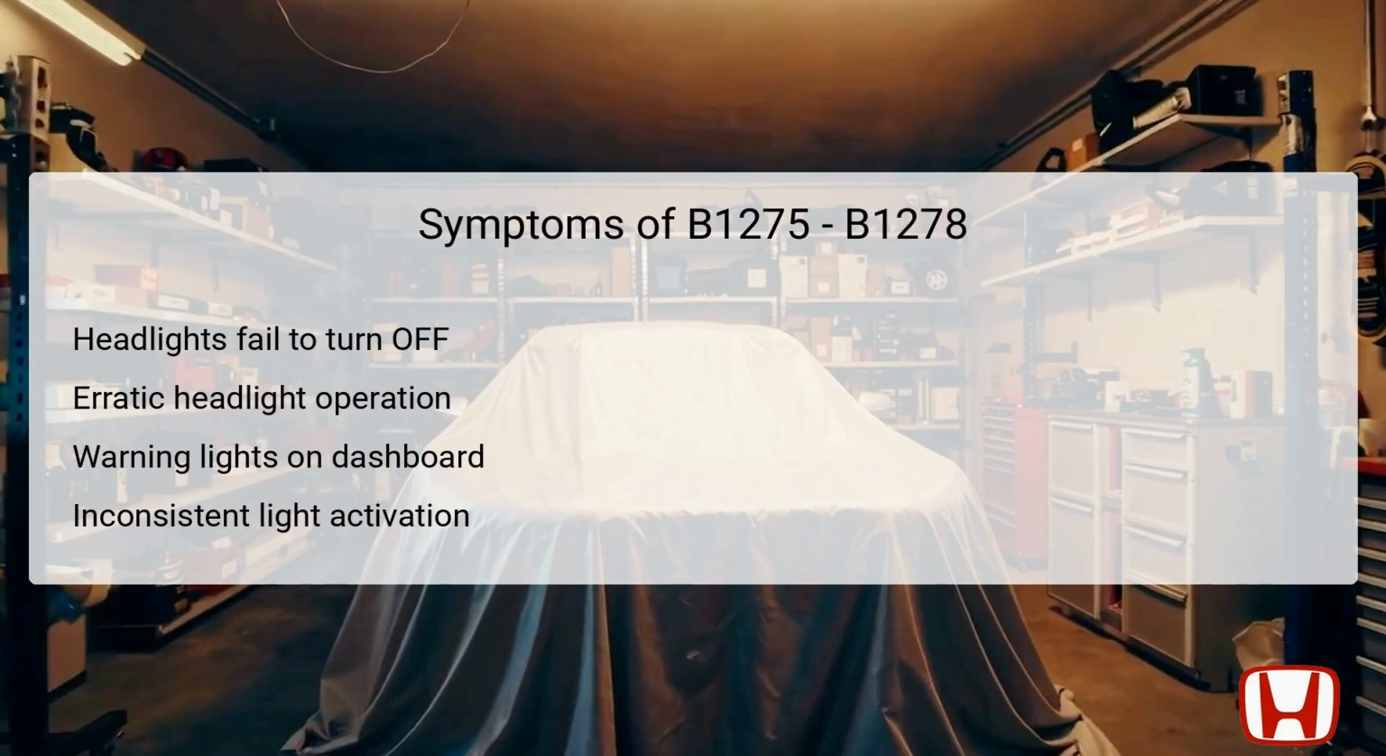Additional symptoms may include illuminated warning lights on the dashboard, indicating that a fault has been detected in the lighting system. A failure to properly engage the switch can lead to inconsistent light activation, further complicating nighttime driving conditions. Identifying these symptoms early can help ensure timely diagnostics and repairs, ultimately improving vehicle functionality and safety.